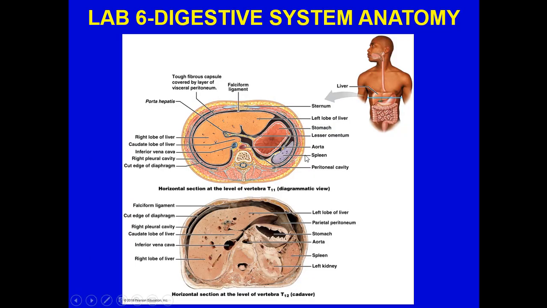Here you can see, as you're looking from a horizontal section at the level of T11, the liver, the different lobes of the liver. You will also see nearby, of course, the stomach and the spleen. And you can see this from an actual cadaver image. You see some of the larger holes there, not artifacts, but really larger blood vessels that are in that liver.